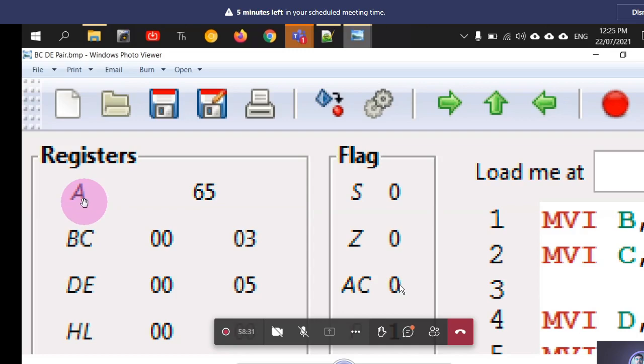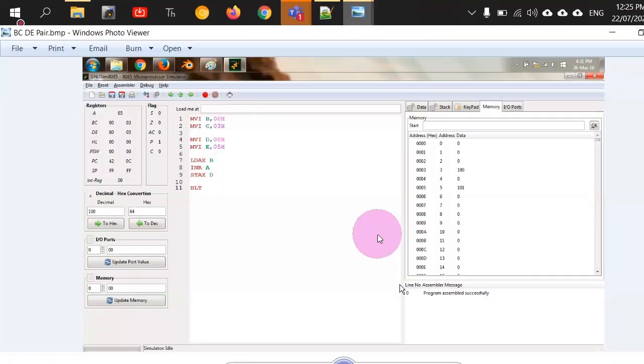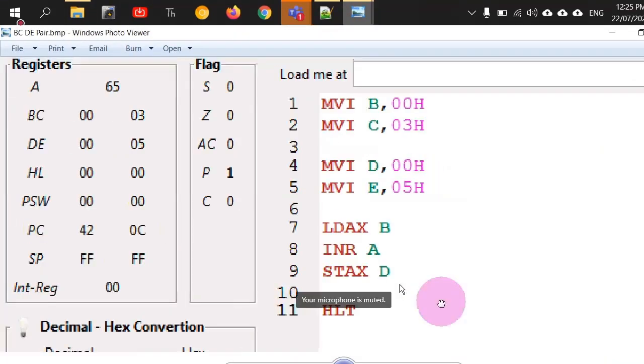Now, this is the second concept. Tell me. Can we change C's value so that we can use B again to store? Of course, you can change. If inside a loop you want to load multiple memory locations or save to multiple memory locations, you can increment the value of the BC register pair as combined.